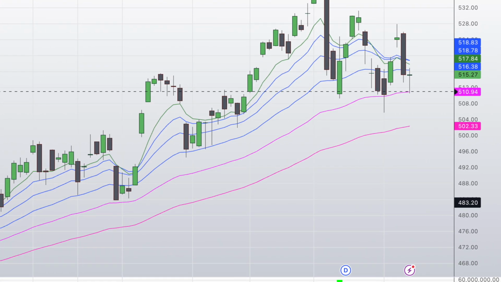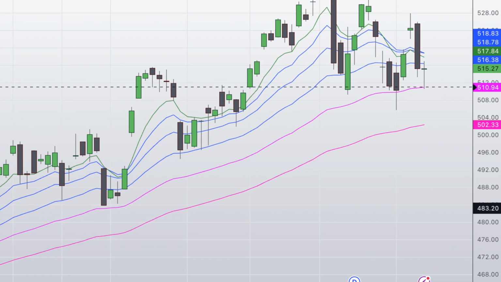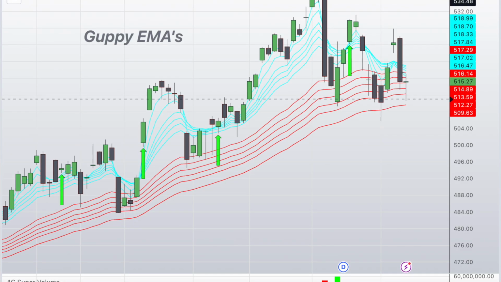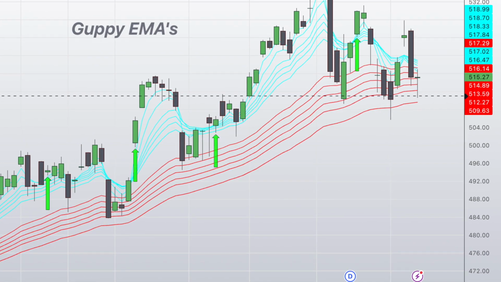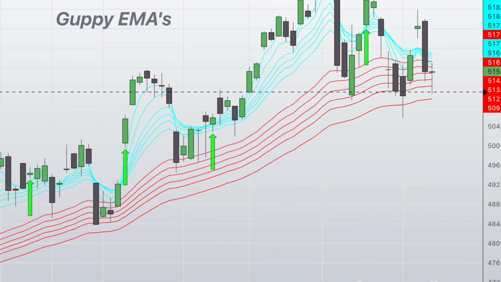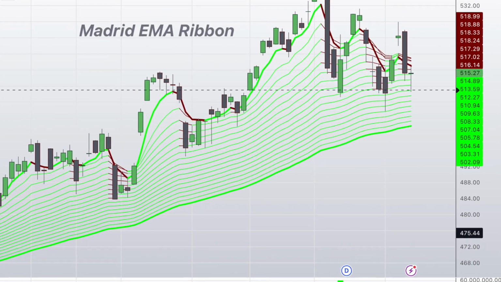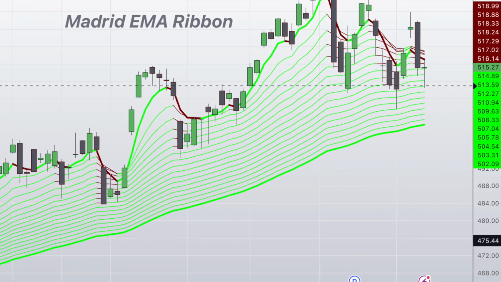You can do something a little bit more complicated and put 6 EMAs on your chart. These are just fib numbers. Do something even a little bit more fancy. These are guppy EMAs with some signals on there. I find it a little hard to look at though. A Madrid EMA ribbon is another popular EMA indicator. This I also find kind of hard to look at.